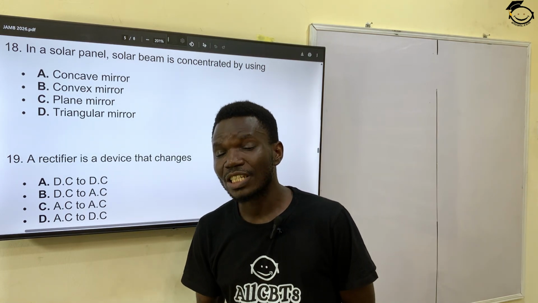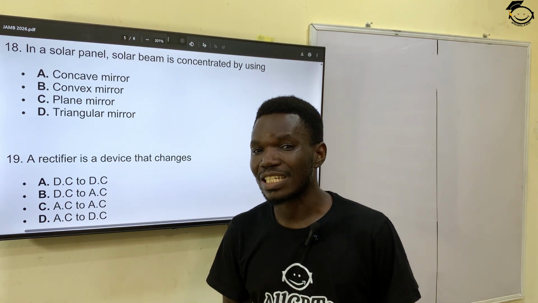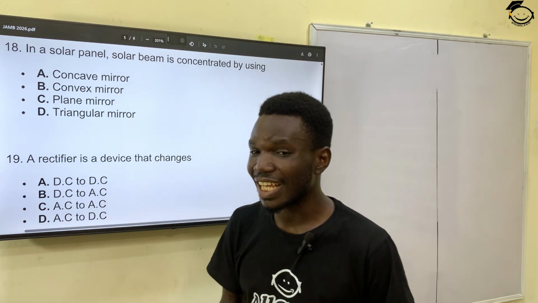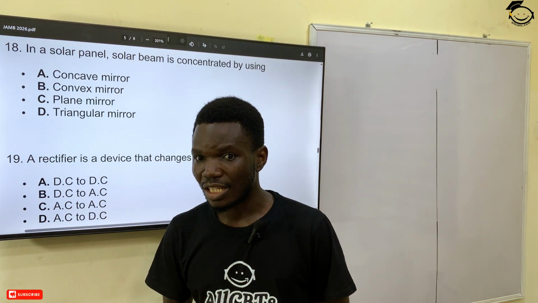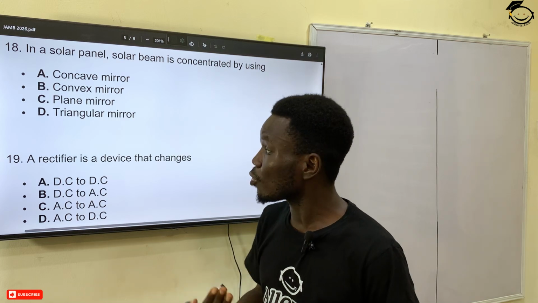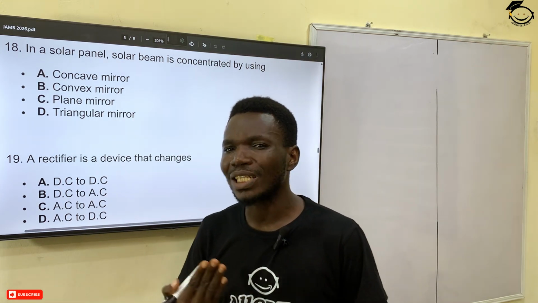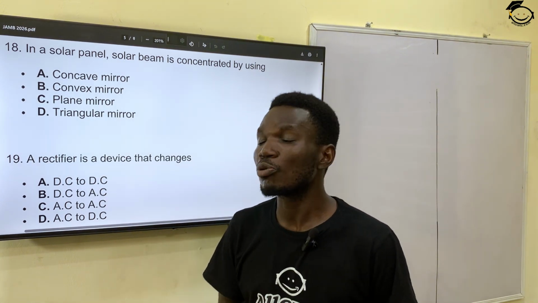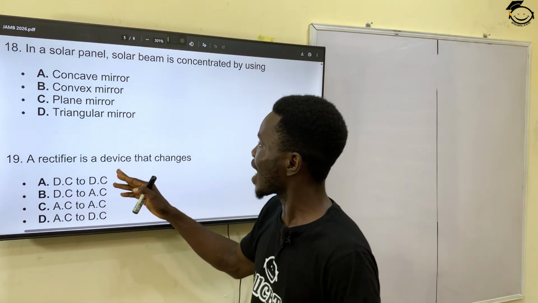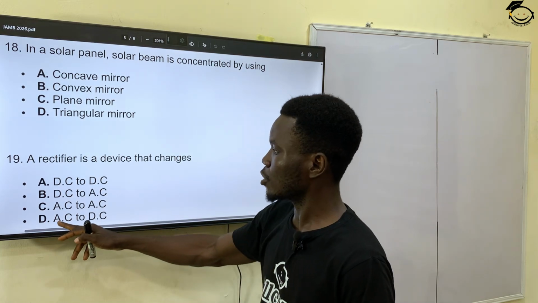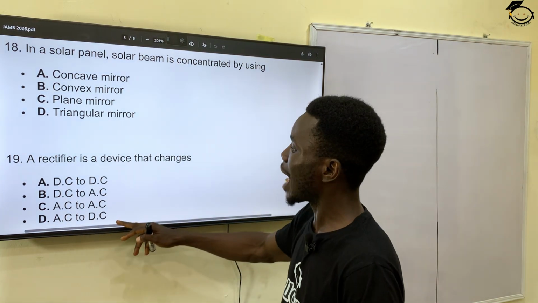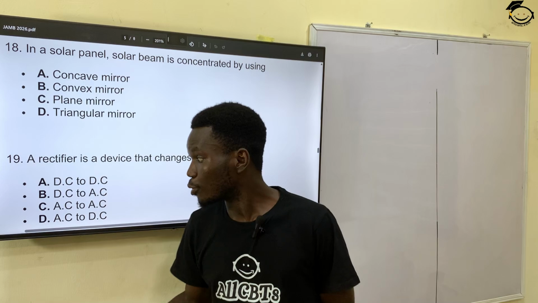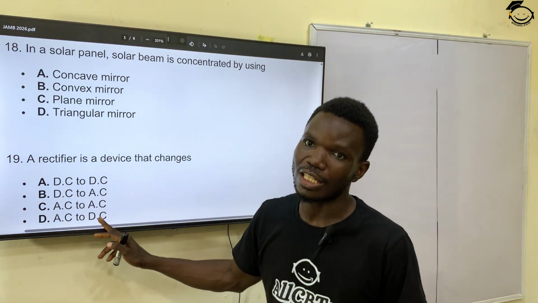Question number 19 says, a rectifier is a device that changes dash. A rectifier is a device that converts AC to DC. It converts AC to DC, thereby ensuring that current travels only in one direction and prevents the current from traveling in the opposite direction. So a rectifier is a device that changes AC, which is alternating current, to direct current, and that is option D. So the correct answer here is D.